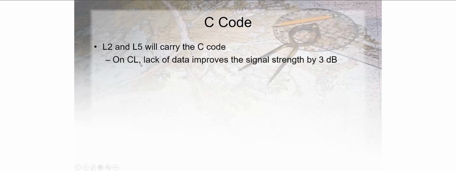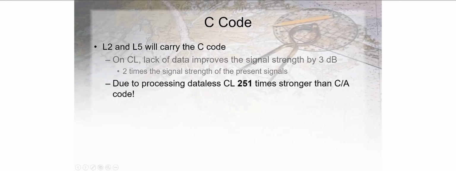Both the L2 and the L5 will carry the C codes. On the CL, the lack of data improves the signal strength by 3 decibels, which is about 2 times the signal strength of the present signals. However, because we don't have any data on it, that CL code is going to appear to us to be 251 times stronger than the present CA code. What that means is we're going to get this code in canopy conditions. And again, this was done for safety of life issues.